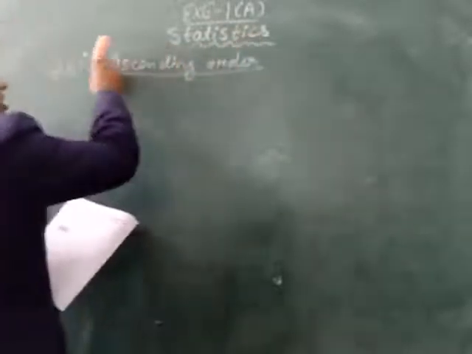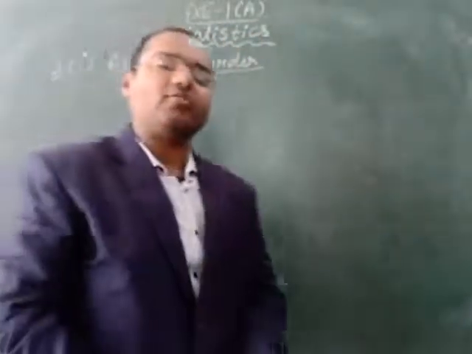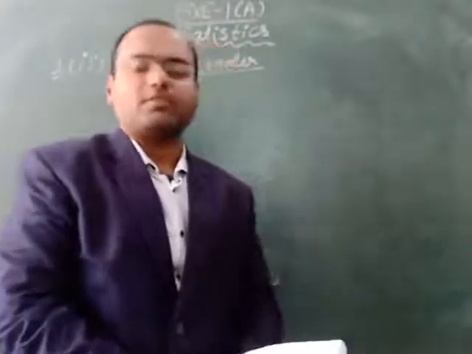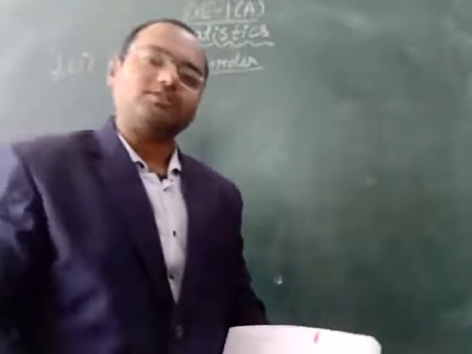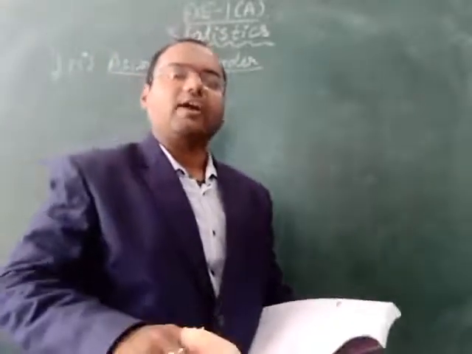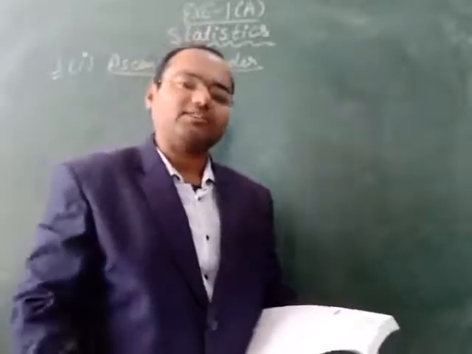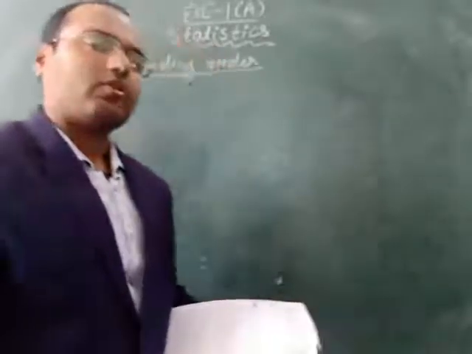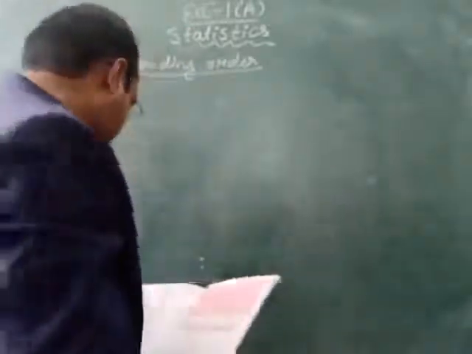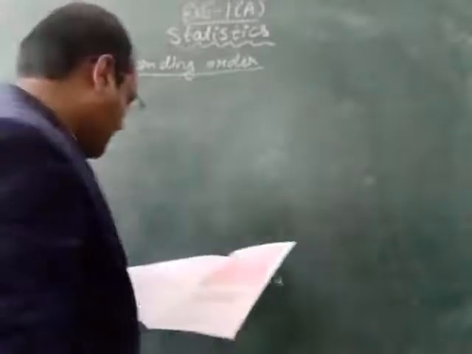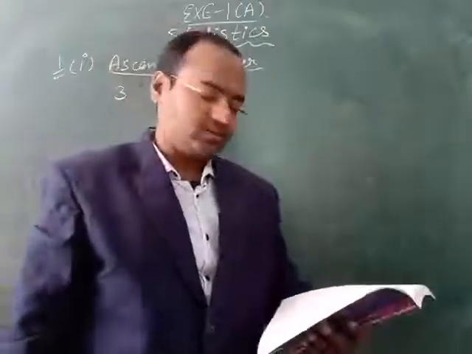In ascending order, what do we have to do? We have to write the smallest number first. The number which is the smallest, that we have to write first. Then we will write the greater number, and in the end we will write the greatest number. So we will start from the smaller number. Which one is smaller here? 3. 3 is the smallest number given in the series.